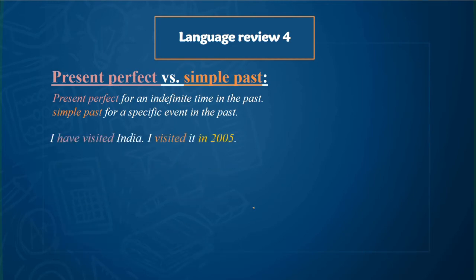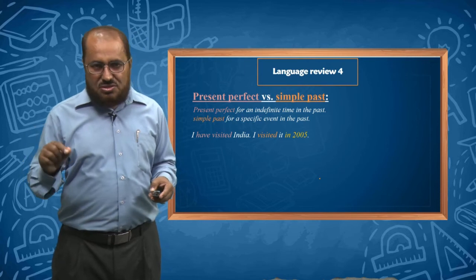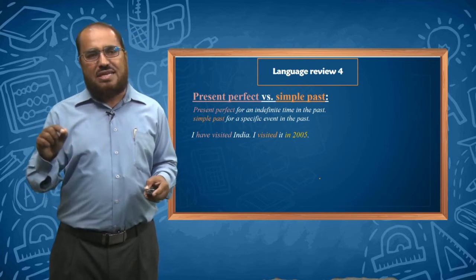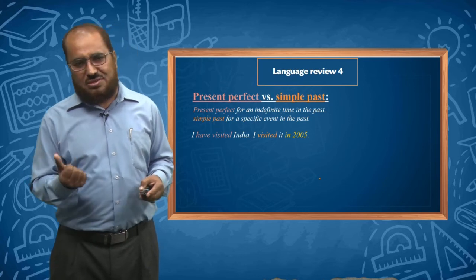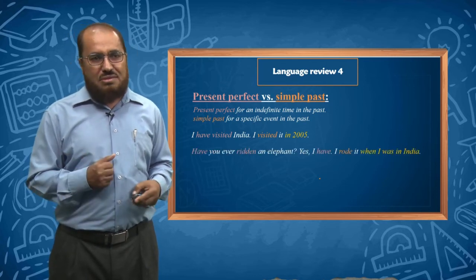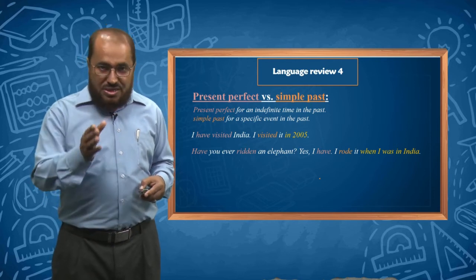Let's have examples. I have visited India. Present perfect. Okay? I have visited India in my life. But if I'm asked when, that's to tell me a specific time. Here I say I visited it in 2005. I use the past simple here. More examples. Have you ever ridden an elephant in your life?